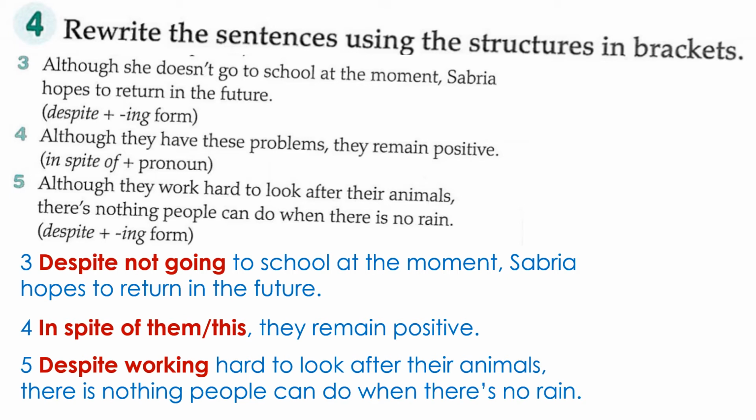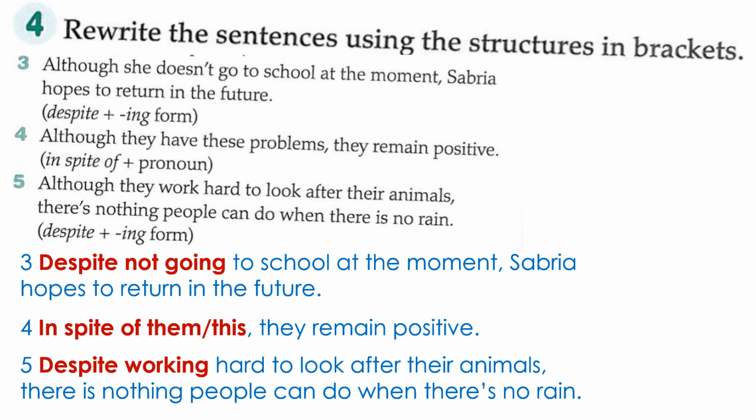Number 4, although they have these problems, in spite of, and then use a pronoun. So these problems are supposed to be changed into a pronoun. In spite of them, or of this situation. Of them refers to the problems, or this to the situation, they remain positive, still they are hopeful. And finally, number 5, although they work hard, so use despite with the ing form. Despite working hard to look after the animals, there's nothing people can do when there is no rain. Now these are the possible answers.